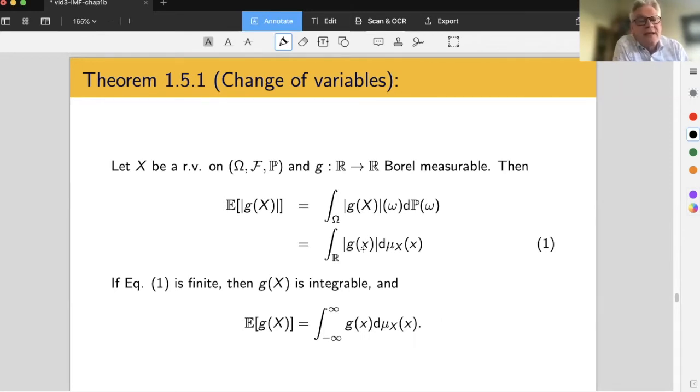Then the expected value of the absolute value of g(X), that is by definition, as we have seen from the previous slide and earlier, in the measure theoretical formulation, the integral over Ω of |g(X(ω))| dP(ω). And that can now be written as the integral over R of the absolute value of g(x) dμ_X(x). And let's not forget, the inverse image of a Borel set is a Borel set.